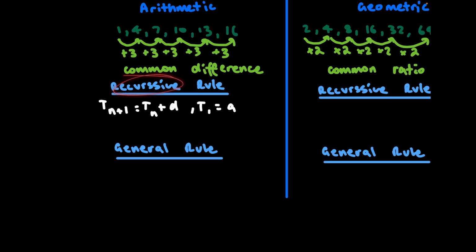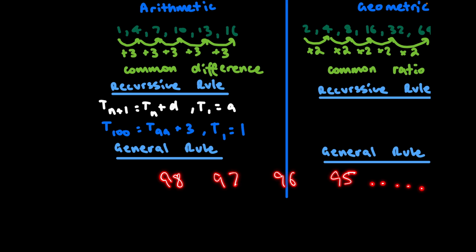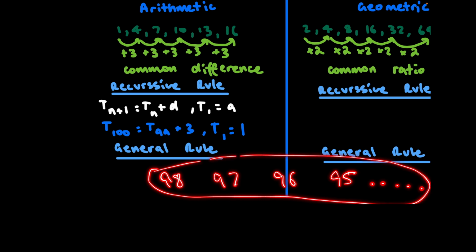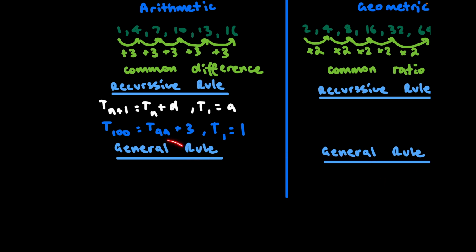A key limitation with the recursive rule is, let's say I wanted to work out what is T100. According to the recursive rule, that would simply be T99 plus 3, where the first term of our sequence is just 1. But the problem with the recursive rule is you can only use the previous term to work out the next term, which is really unfortunate because we don't even have the 99th term. Well, you might say, no problem, let's work out the 98th term, then the 97th term, then the 96th term, then the 95th term, etc. Do you really think that's a feasible thing to be doing and wasting our time? Not really. That's where the general rule comes in.